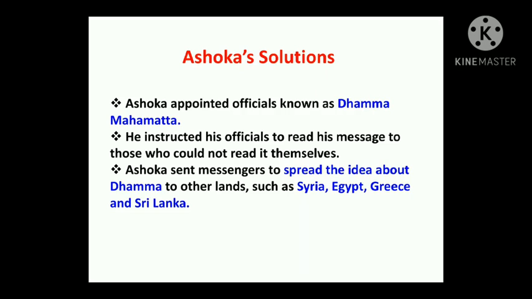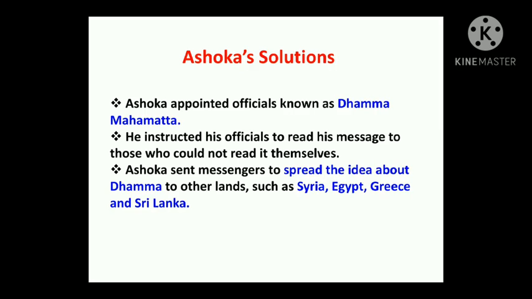For this, he appointed officials known as Dhamma Mahamatras, and they went from place to place teaching people about Dhamma. Besides, Ashoka had his message inscribed on rocks and pillars. He also instructed his officials to read his message to those who could not read it themselves. And he sent messengers to other lands to spread ideas about Dhamma. Which were the lands? Lands such as Syria, Egypt, Greece and Sri Lanka.